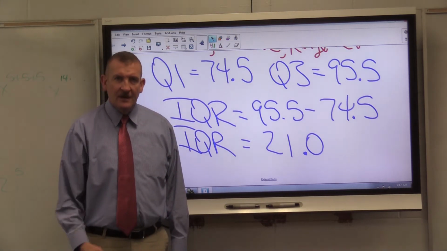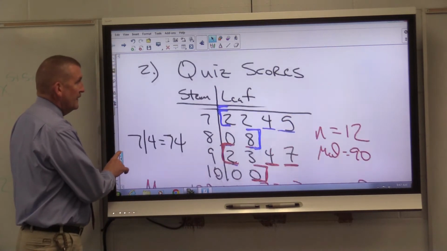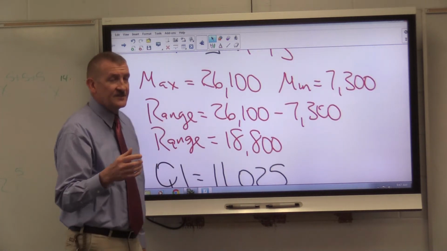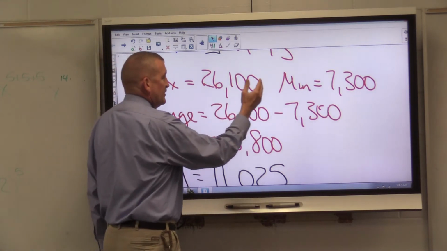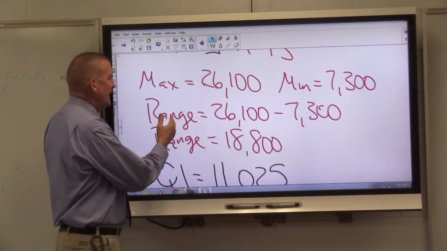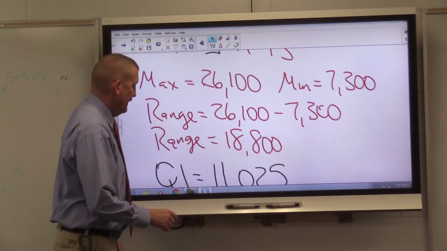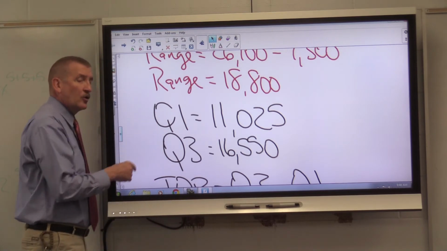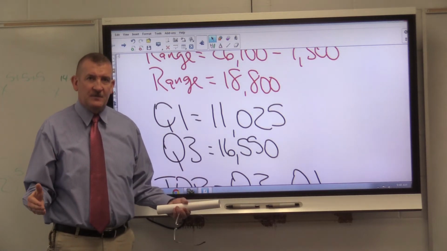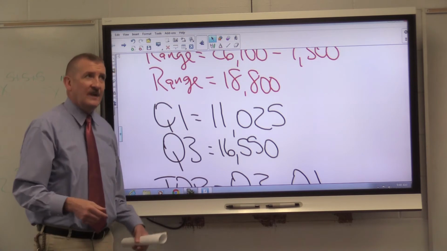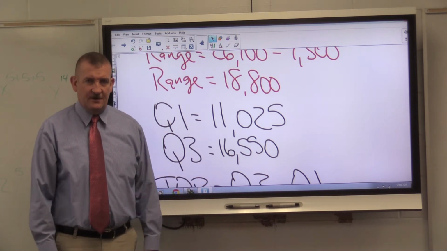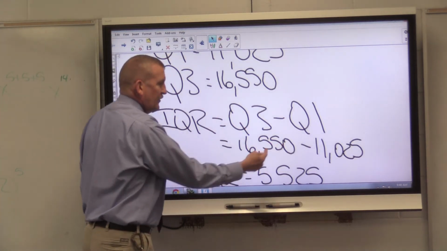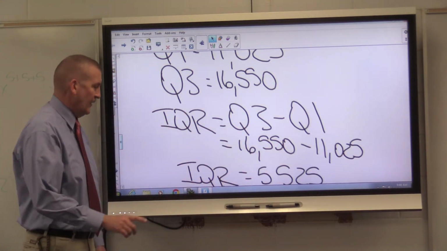Okay? So let's summarize. The 6 scores that we're looking for. Your max and min, you need to get your range. Then you're going to find what? Your upper and lower quartiles. Your lower quartile is the median of the lower 50% of your data. Your upper quartile is the median of your upper 50% of your data. And then you take the difference between your upper and lower quartiles to get your interquartile range.